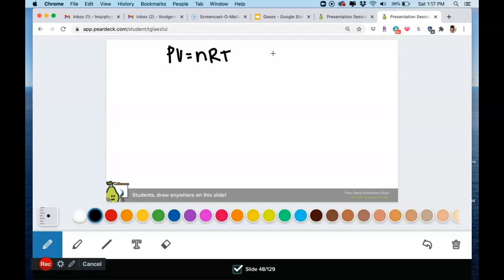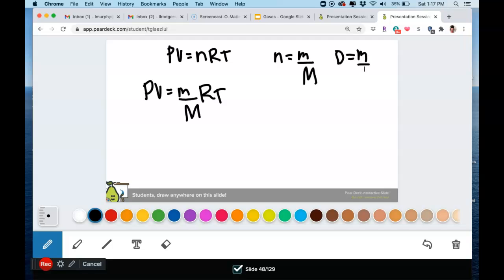And then also on your equation sheet is that moles equals the same as mass over molar mass. So you can take and plug this in right here. So this is PV equals mass over molar mass RT. So let's talk about what density is. What do you remember density is? Density is mass over volume. So look, I have both of those terms right here. I have mass and I have volume. So I'm going to get mass over volume together.